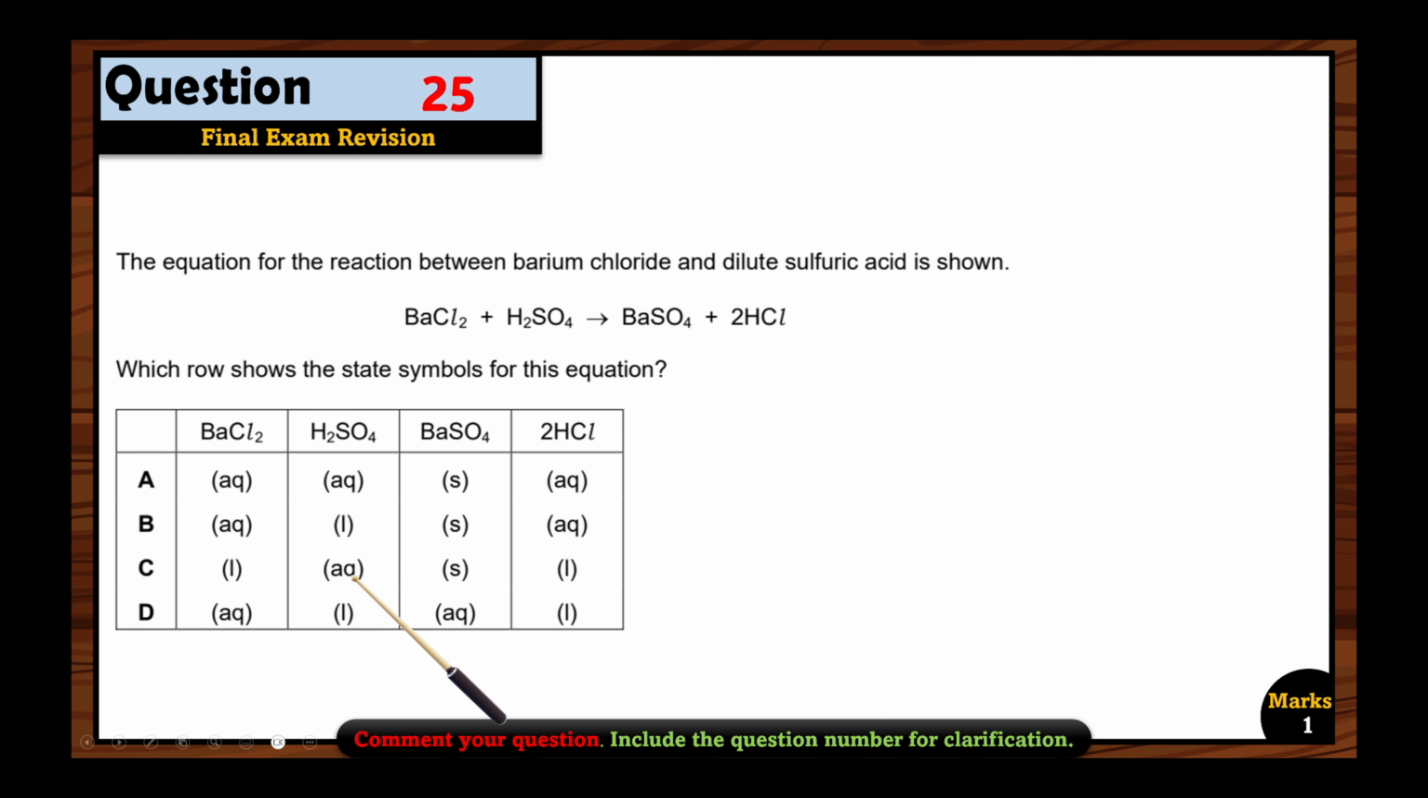Now, let's see for HCl. It's also an acid, so it should also be AQ. Can you see AQ for this one? Yes, here AQ, but in C we don't have AQ. So it means A is the right option.